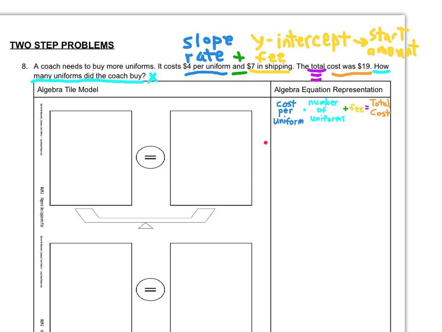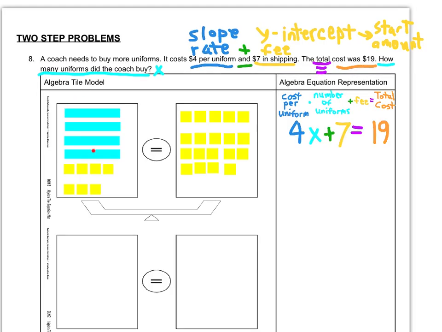Why don't you take a moment and just plug in the numbers and or letters for each of these. Shouldn't be too difficult, hopefully. And can you represent the algebraic model? Otherwise, that's going to look like this. So we have 4 x's on the left and 7 ones. That's our 4 times the number of uniforms plus 7 equals our total cost of 19. So this right here is our setup.